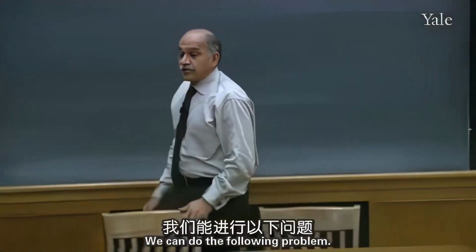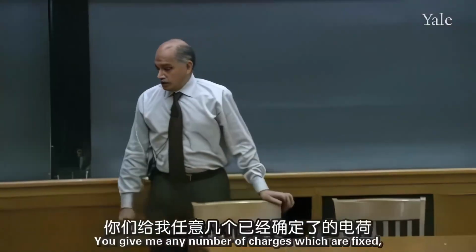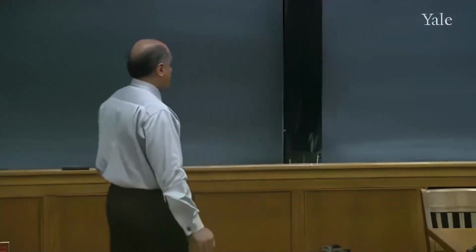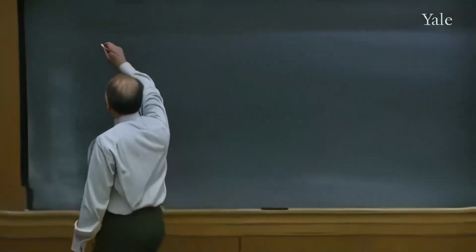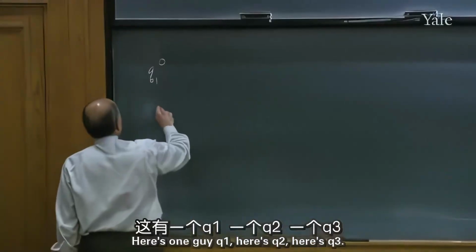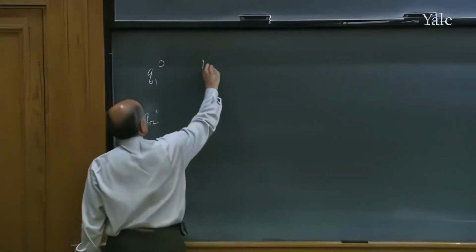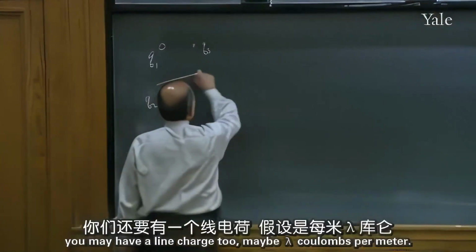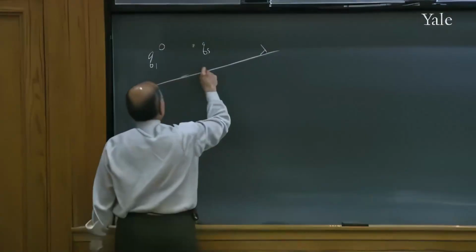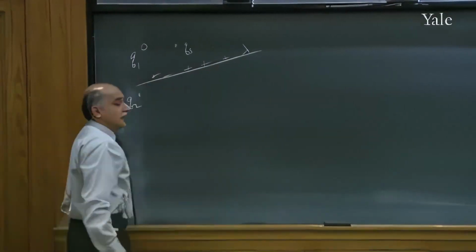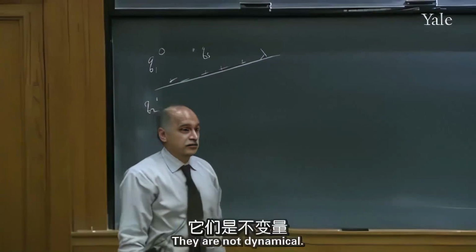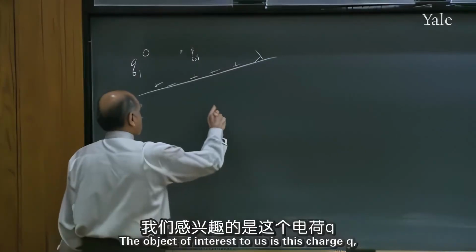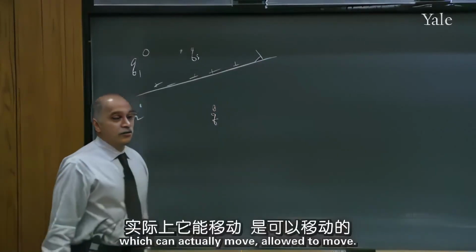We can do the following problem. You give me any number of charges which are fixed anywhere you want. So here they are. Here's one guy, Q1. Here's Q2. Here's Q3. And instead of these discrete charges, you may have a line charge too. Maybe lambda coulombs per meter. That guy is here. They are fixed. They are not dynamical. The object of interest to us is this charge Q, which can actually move, allowed to move.